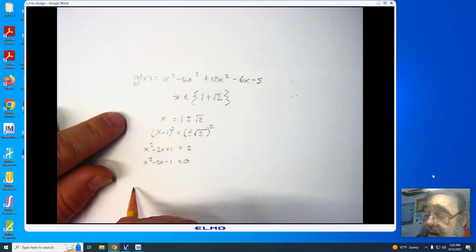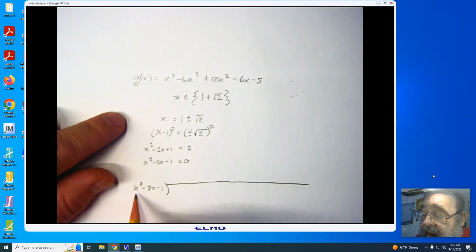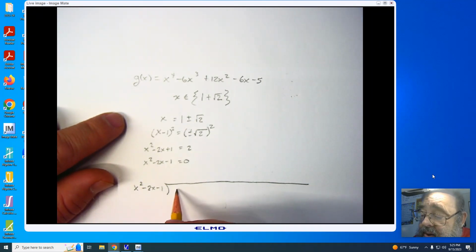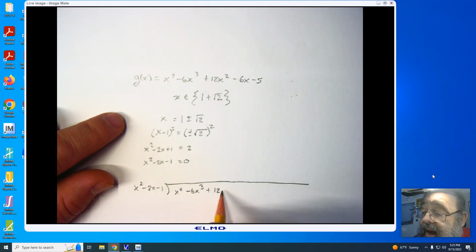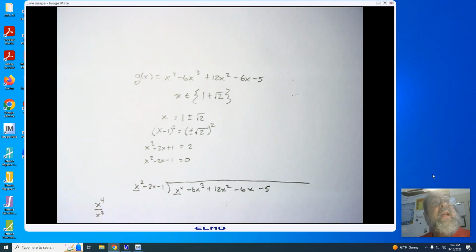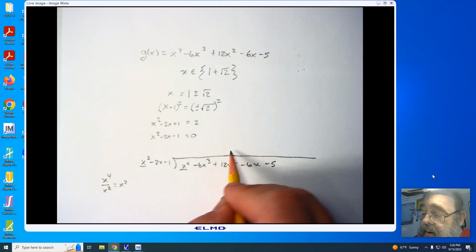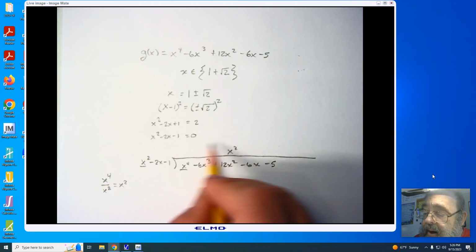Now, in order to find the remaining roots, I'm going to have to do long division. We're going to divide x squared minus 2x minus 1 into x to the fourth minus 6x cubed plus 12x squared minus 6x minus 5. Now, to do this, we take the front numbers of the inside and the outside, and we put the inside over the outside. That's going to give me x to the fourth over x squared, and my answer is x squared. Put it over the x squared, and now distribute.